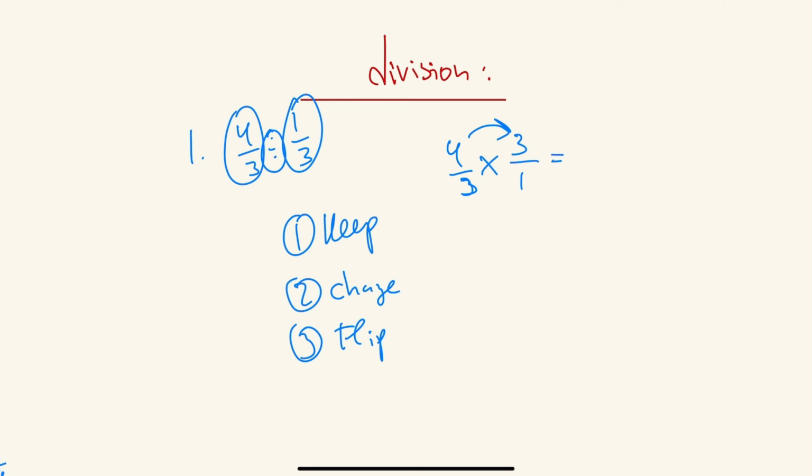So you times those two, which is 12, over these two, which is 3, and you multiply them. This can obviously be simplified to 4, although this is still right. So just remember those 3 steps.